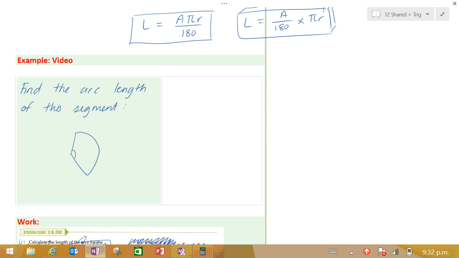Okay, so let's look at this example. Find the arc length of this segment. We're missing some pretty vital details here. So that angle there, I think, is supposed to be 125 degrees, and that radius is supposed to be 5 centimeters. So let's see how our formula works here. We'll write it out. L equals arc length, angle over 180 times pi times r. So for this one, we're going to have 125 over 180 times pi times 5.